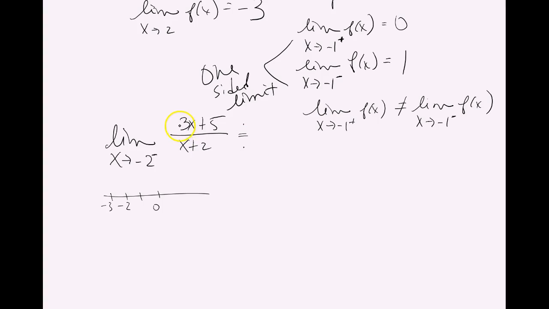So -3, that's going to be negative on top, and it's going to be negative on bottom. So what's a negative over a negative? Well, it's a positive. So my answer is positive infinity. So that's all you're looking for. Pick it, plug it in, see what you're getting.